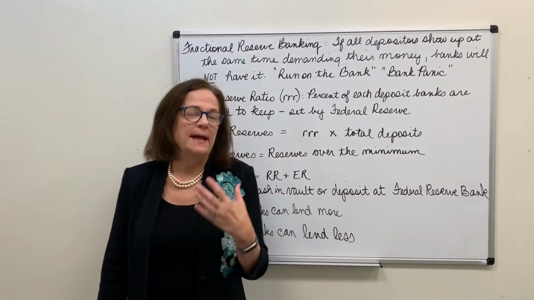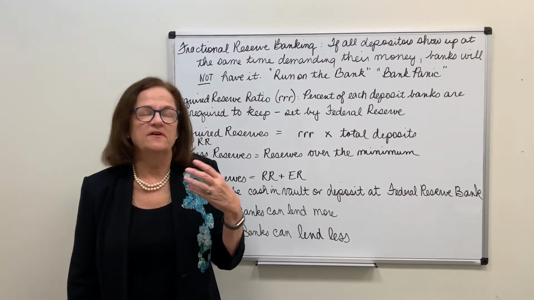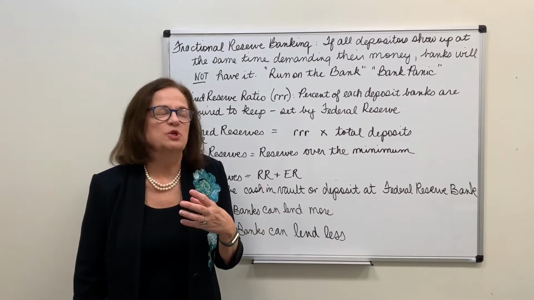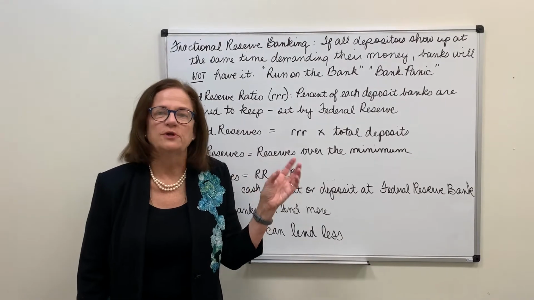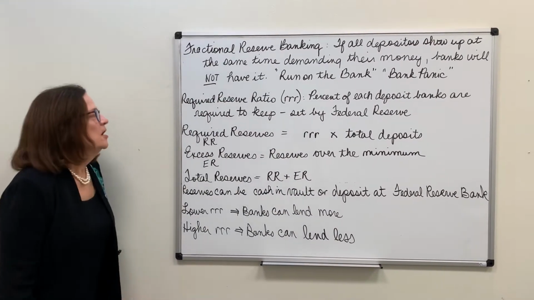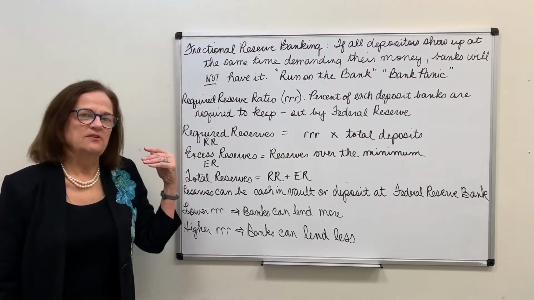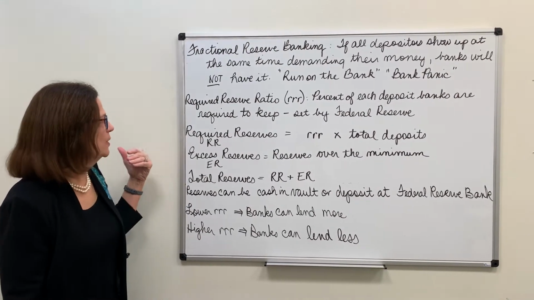A run on the bank occurs because people run to the bank and people who get there first get their money, and also because the bank runs out of cash, and this leads to a banking panic. All right, so understanding fractional reserve banking, you need to understand the role of the required reserve ratio.